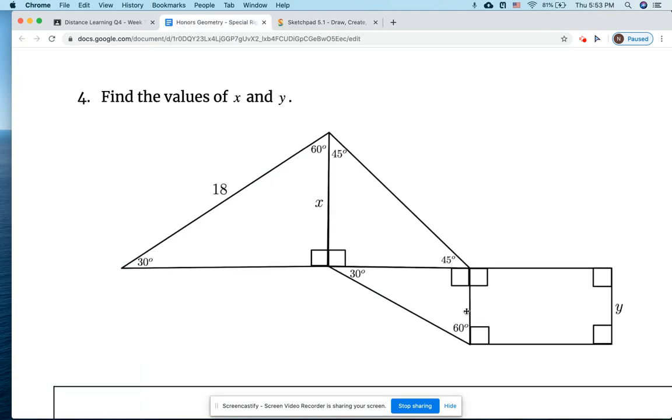And then whatever this length is, since this is a rectangle, this is the same length. Y is the same length as the short leg of this 30, 60, 90 triangle.